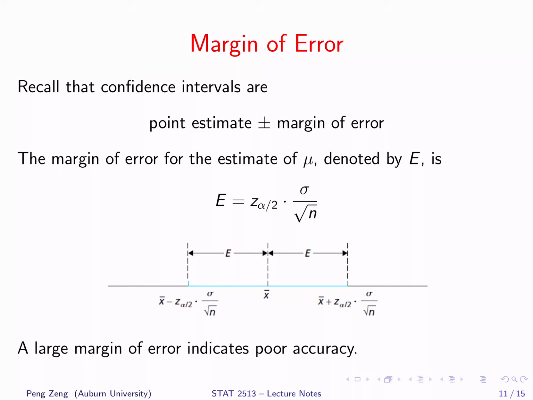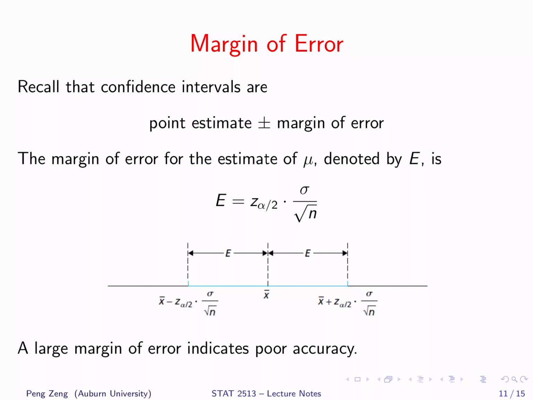Recall that the confidence interval is usually in the form of point estimate plus minus margin of error. For the confidence interval for mean, the margin of error, denoted by E, is z alpha over 2 times sigma over square root n. This diagram is informative. The confidence interval is centered at x bar, the sample mean. The margin of error is exactly the distance between the center and one end of the interval. The total length of the confidence interval is twice the margin of error.